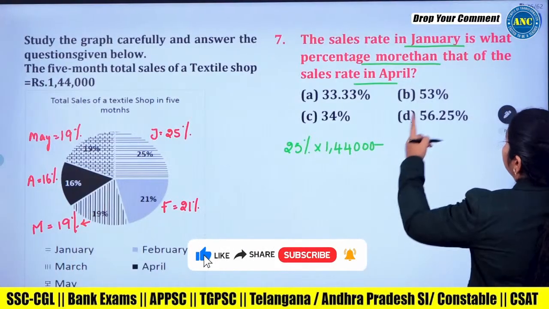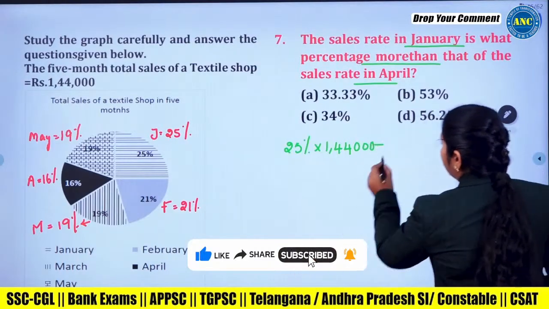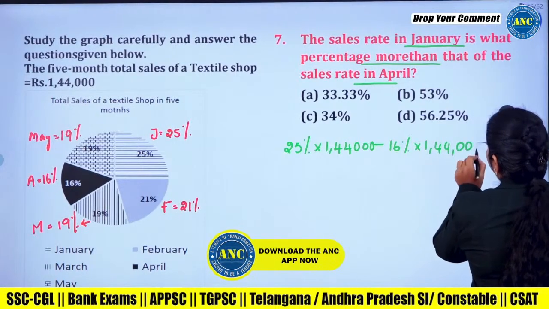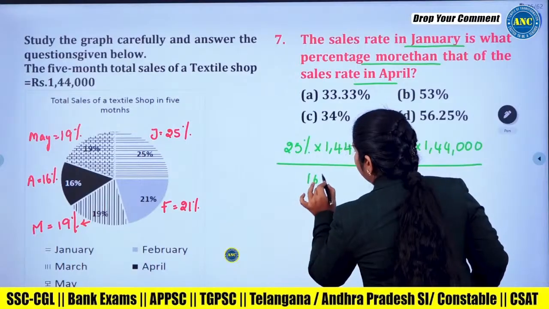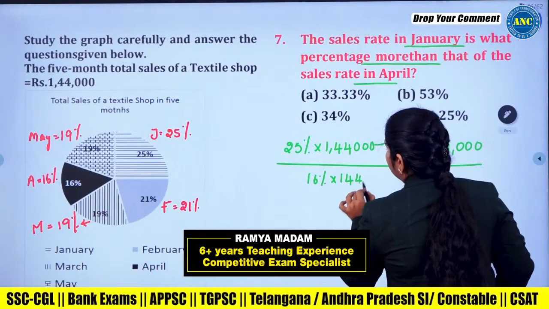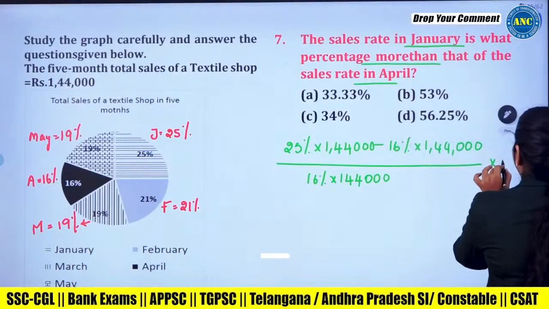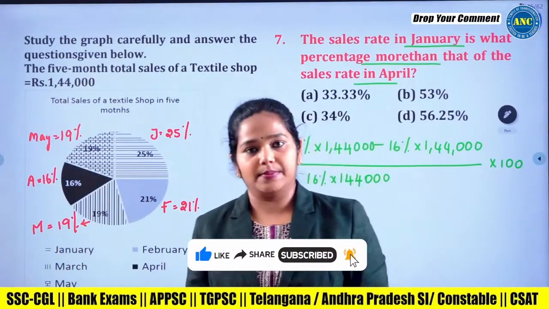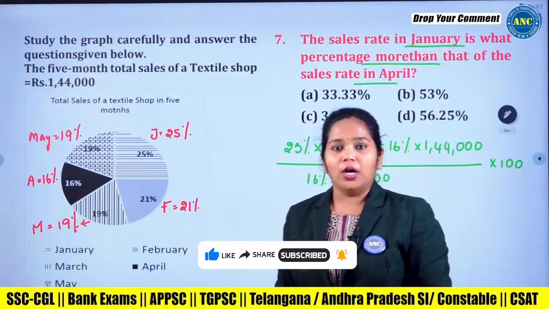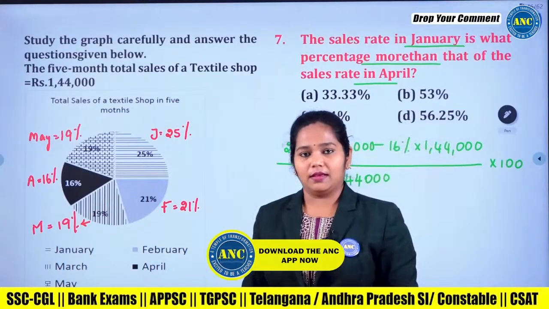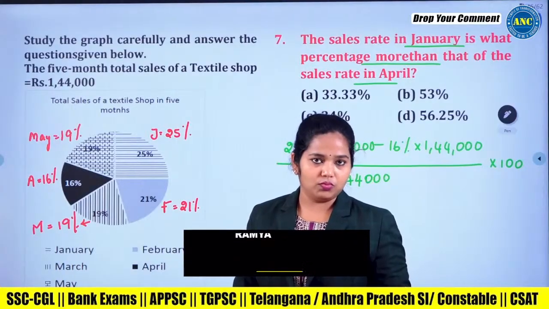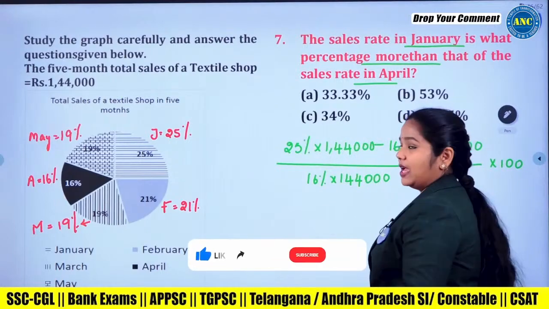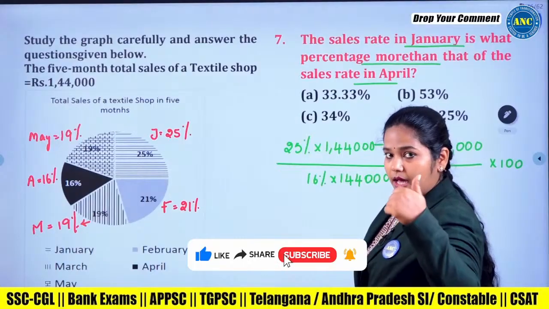Fine. And then the percentage of April they will take, okay? 16% of 1,44,000 by again 16% of 1,44,000 into 100. Okay? We are not attempting 10th class board exams here. We are not trying to do Maths A, Maths B, M1, M2. We are just trying to crack a competitive examination where your time every second matters. Right? Are you all with me?